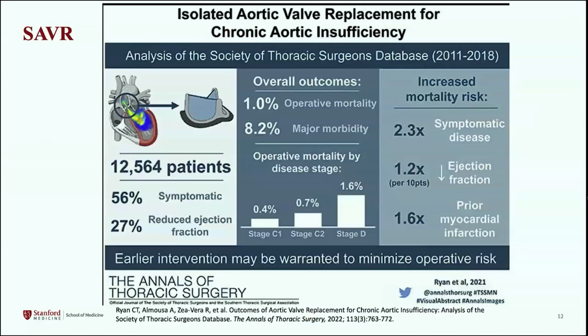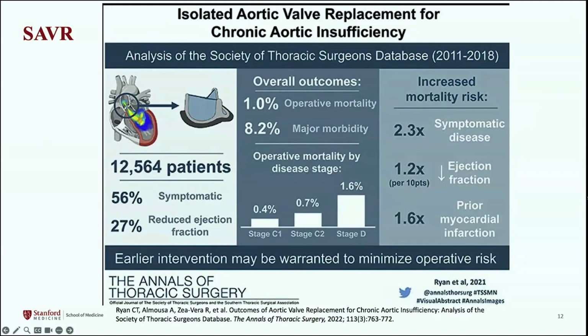So our tried and true intervention for chronic aortic regurgitation is SAVR, as we all know, surgical AVR. And you can see in the United States, about 13,000 patients per year are referred for SAVR. Fortunately, the outcomes are very good. So you can see here that there is only 1% operative mortality in this group.